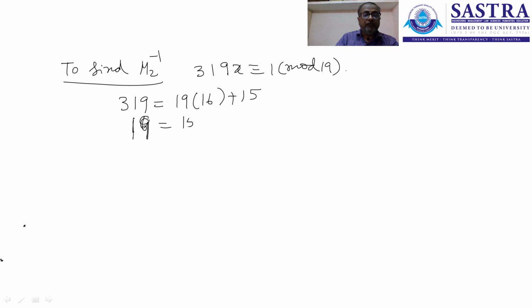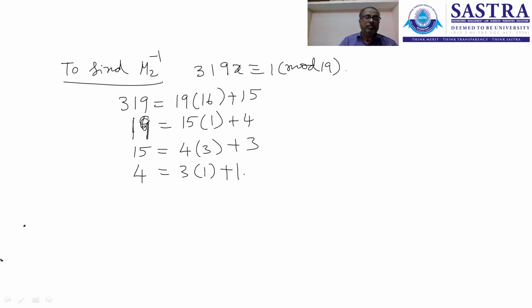So I'll have 15 into 1 plus 4. I have to divide 15 by 4. So I'll have 4 into 3 plus 3. And now when I divide 4 by 3, I'll have 3 into 1 plus 1. And when I divide 3, that would be 1 into 3 plus 0. Now I have this.